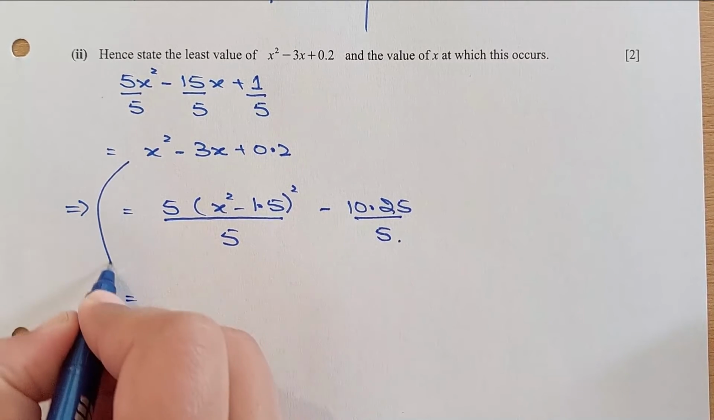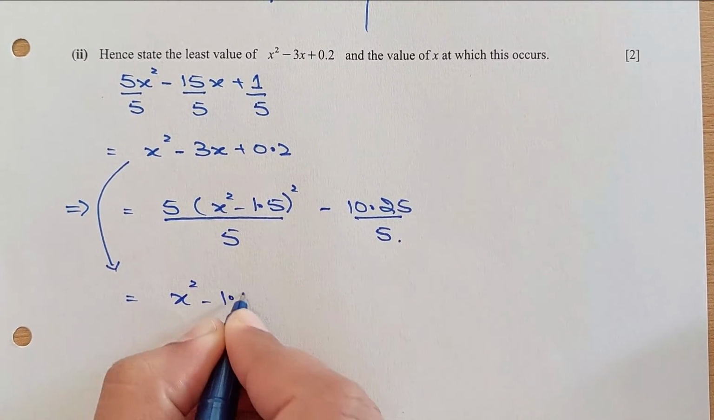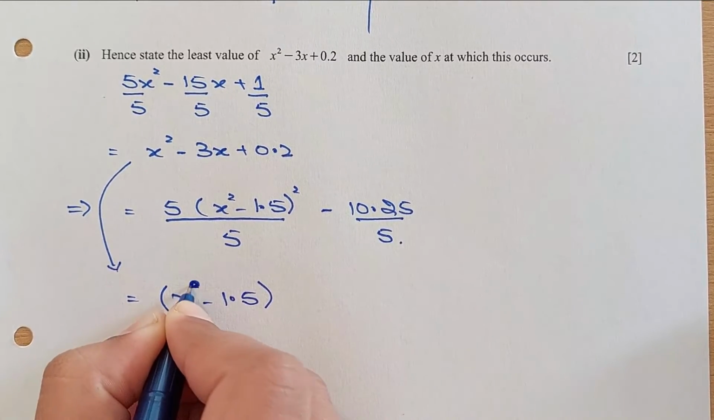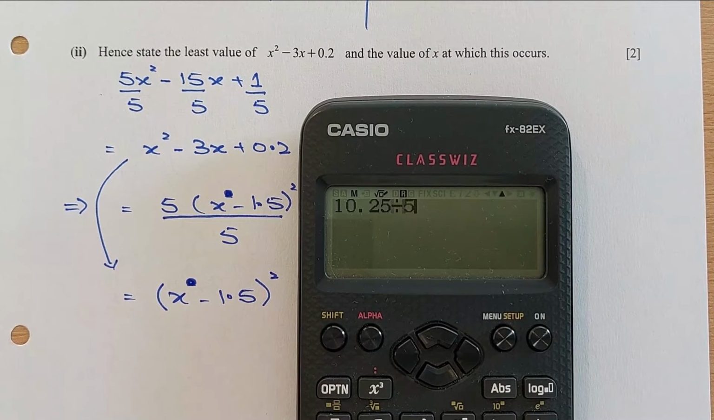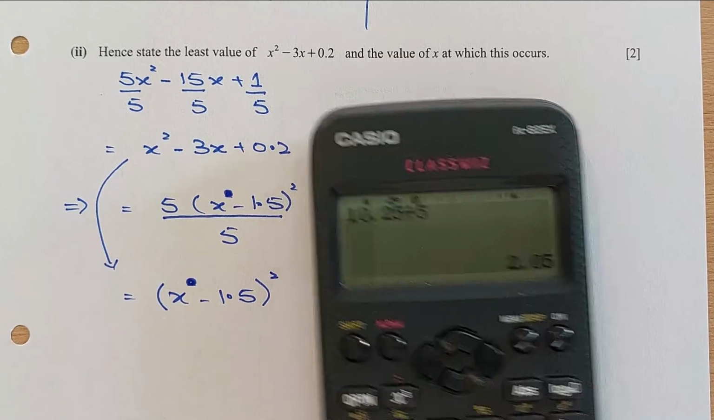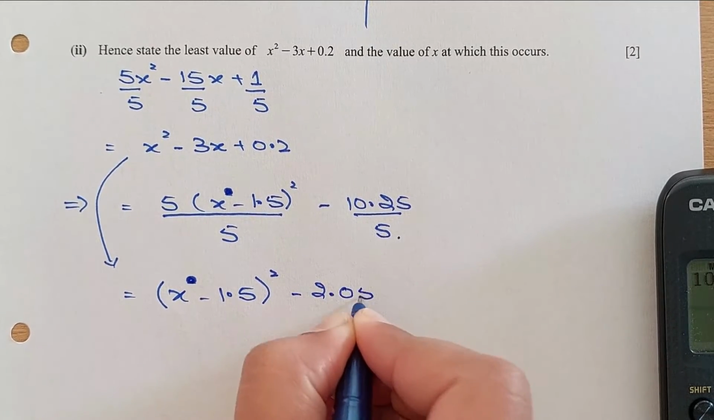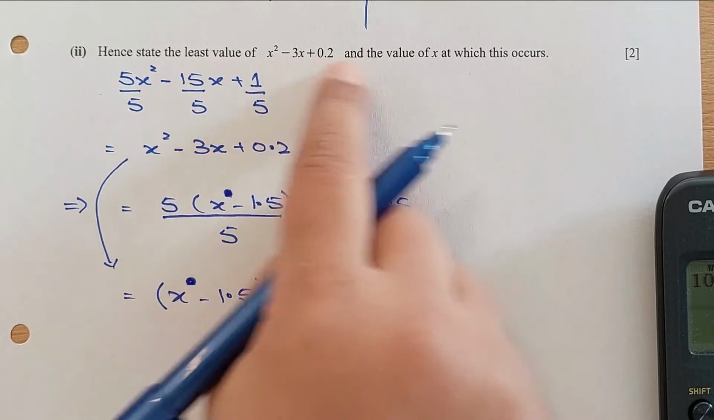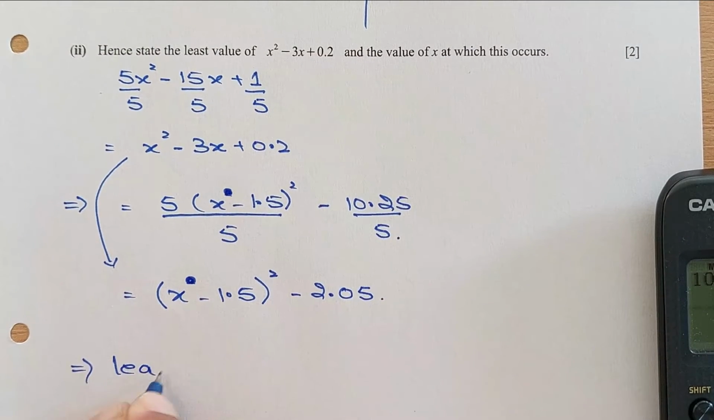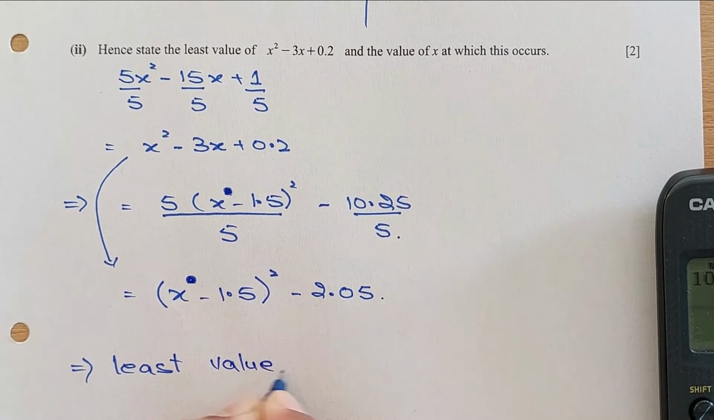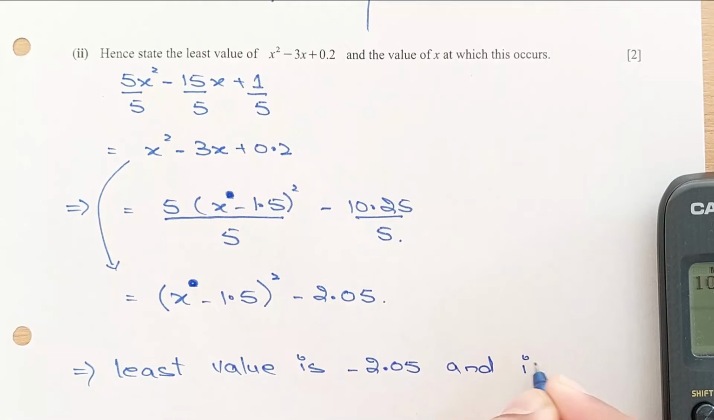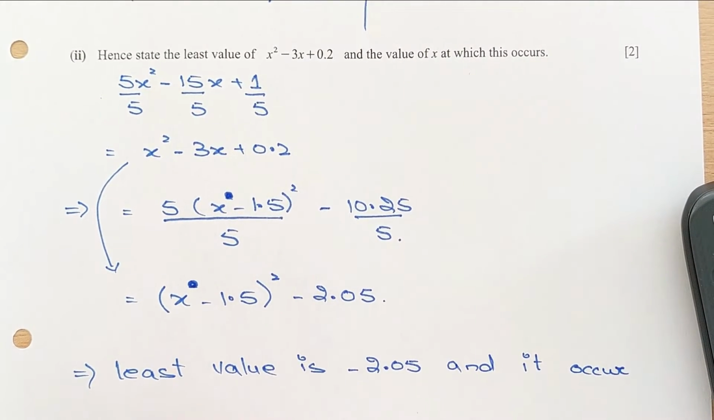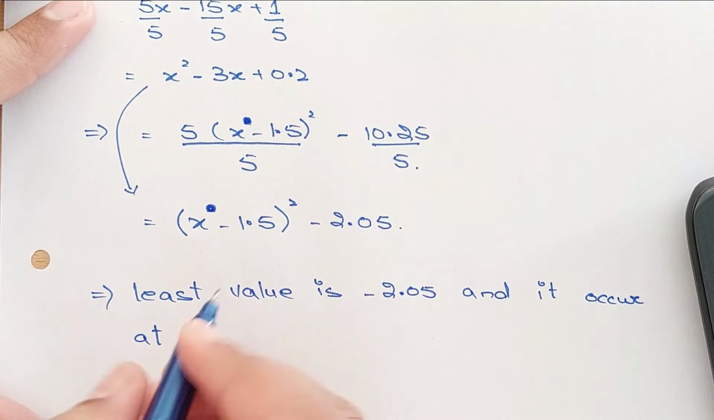So the answer for this expression is (x minus 1.5) whole square. Sorry, x minus 1.5 whole square, not x square. And what is 10.25 divided by 5? 2.05, negative 2.05, right? Now we have to find the least value of this. So we can say that the least value is negative 2.05, the y coordinate of the vertex, and it occurs at x equals 1.5.